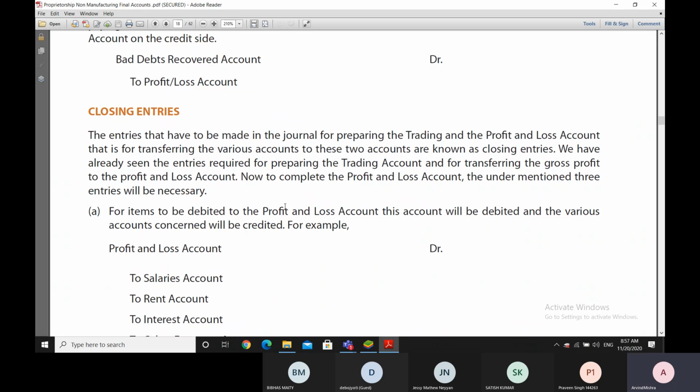Now let us see what are the entries that have to be made in the journal for preparing the trading and profit and loss account. As we are seeing, the trading and profit and loss account are to be prepared at the end of the year, and they will be prepared on the basis of the ledger. So first of all, from the ledger we prepare the trial balance, and when we prepare the trial balance, we find that the total of the debit side and the credit side of the trial balance is agreeing.